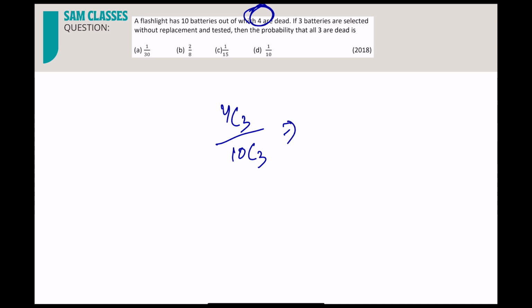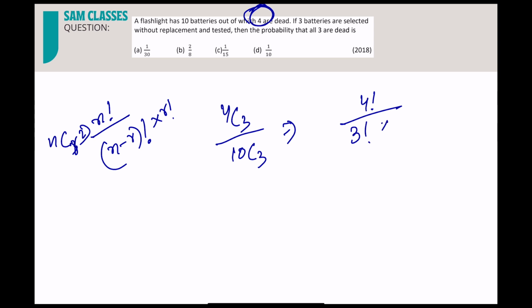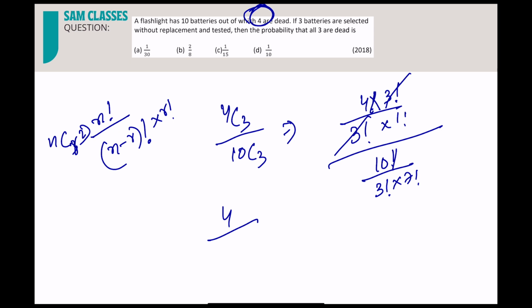Correct. So 4C3, see if somebody doesn't know, nCr is equal to what? n factorial by (n minus r) factorial into r factorial. So 4 factorial by 3 factorial into 1 factorial, which is 1 only, by 10 factorial by 3 factorial into 7 factorial, correct. So we got this much. So this also we can cut. 4 factorial can be written as 4 into 1 less factorial. So 3 factorial gone. So 4 by, and this 10, 9, 8, and 7 factorial I can cut.